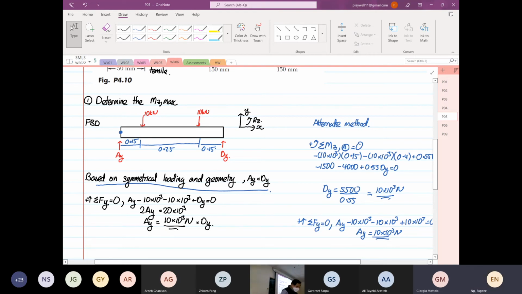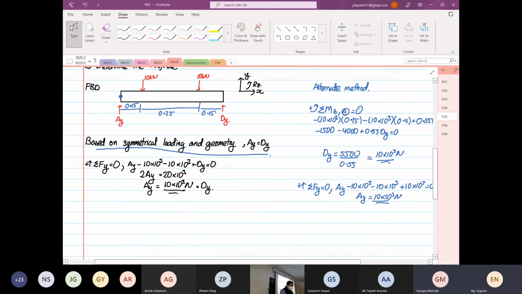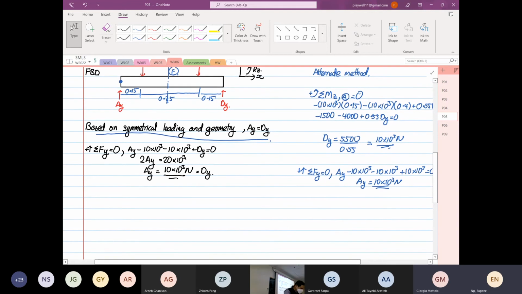Now we are going to find the maximum bending moment halfway at the center, at this point over here. I'm going to call this point F. I'm not going to form the shear force and bending moment equations, since you know how to do that already. We're just going to directly find what's going on at point F. So we're going to draw this now.